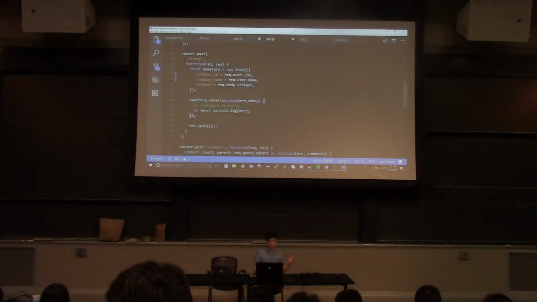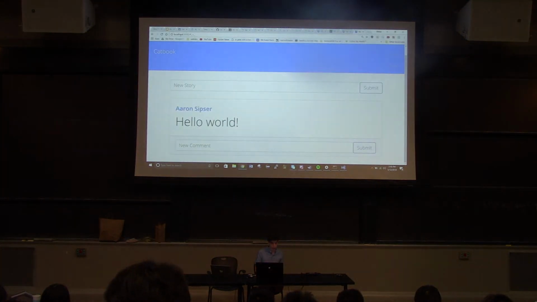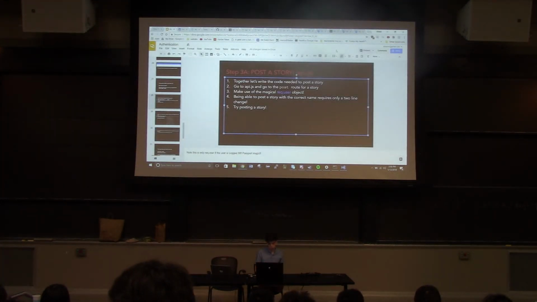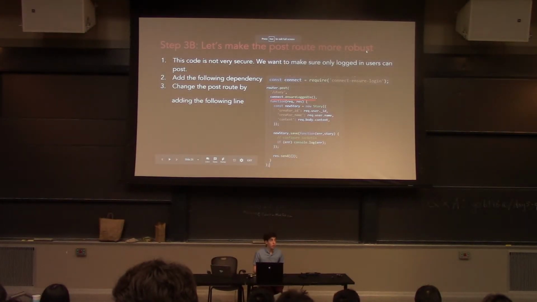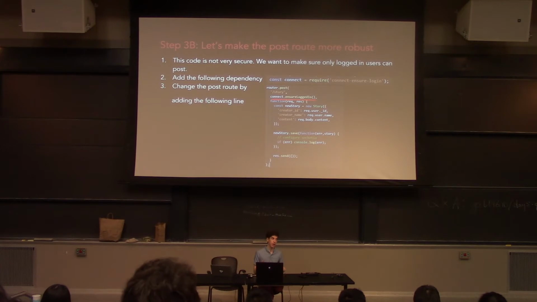Now let's go back to our slides and see what we have next. Let's make the post route more robust. The reason we're doing this step right now, guys, is we don't have a very secure system. Right now, when posting a story, we're relying on something called rec.user. What rec.user does is basically access information about the user. If you are not logged in, that is undefined.